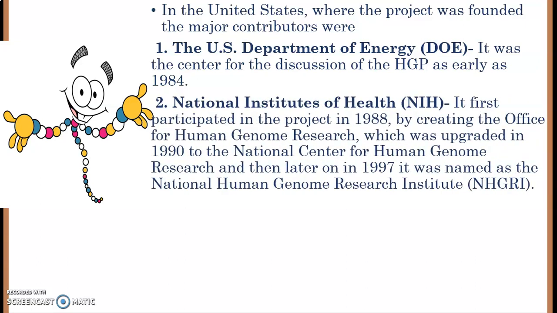Okay, the other important organization here is the National Institutes of Health. It first participated in the project in 1988 by creating the Office for Human Genome Research. So this is where the research was actually carried out. This organization was upgraded in 1990 to the National Center for Human Genome Research, and later in 1997 it was named the National Human Genome Research Institute.